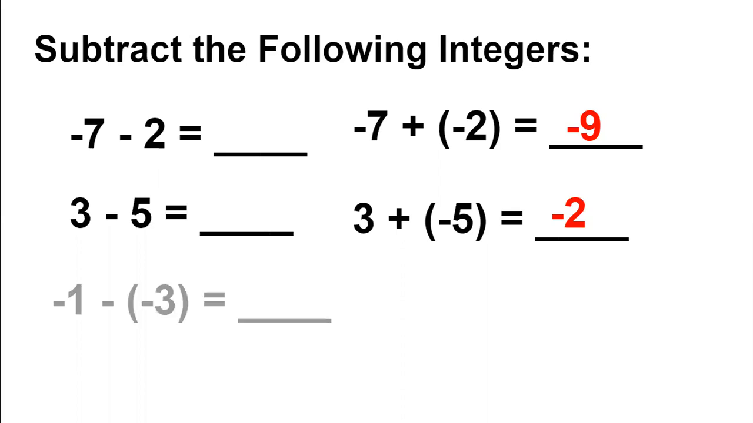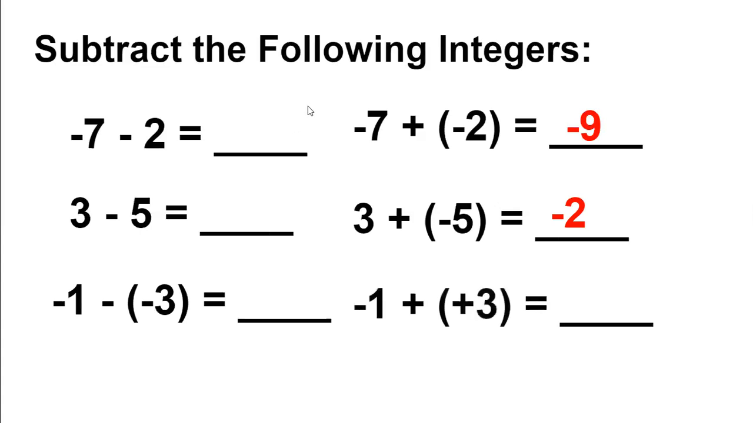Okay, let's try another one. -1 minus -3. Pause the video, try this. Rewrite it as an addition equation, and see if we got the right answer here. Did you write -1 plus +3? Okay, and did you figure out the answer to be +2? All right. Then you're getting this. Great job. Try -8 minus -4. Again, pause the video.